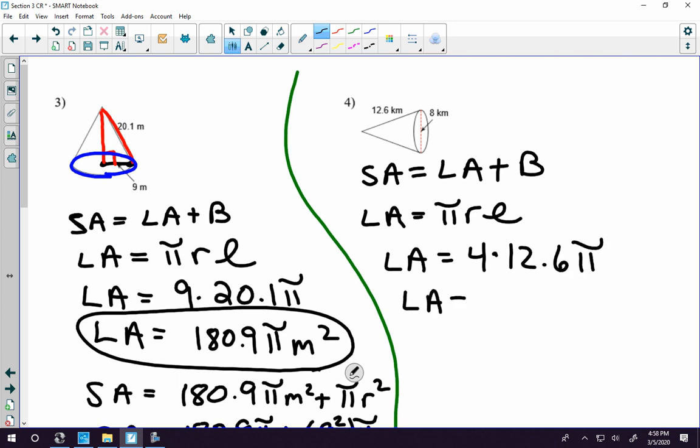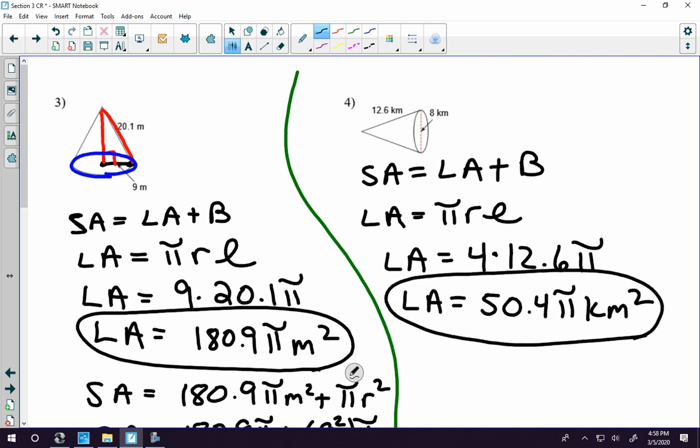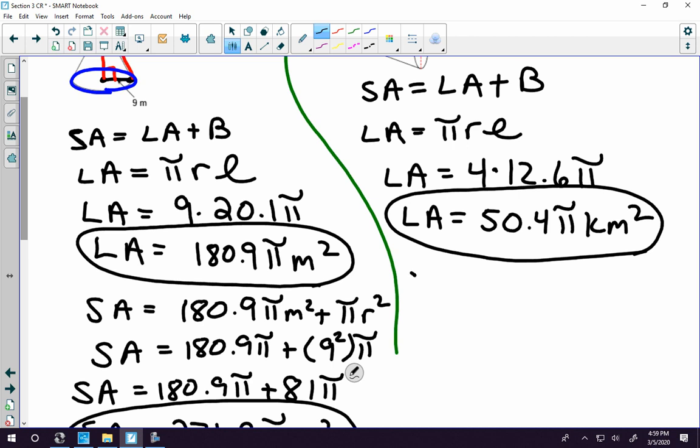So the area around this cone is going to be 4 times 12.6, which is 50.4 pi square kilometers. So the lateral area around this cone is 50.4 pi square kilometers. To get the total area or surface area, we're going to take our lateral area answer and add on the area of a circle, because the base of a cone is a circle.